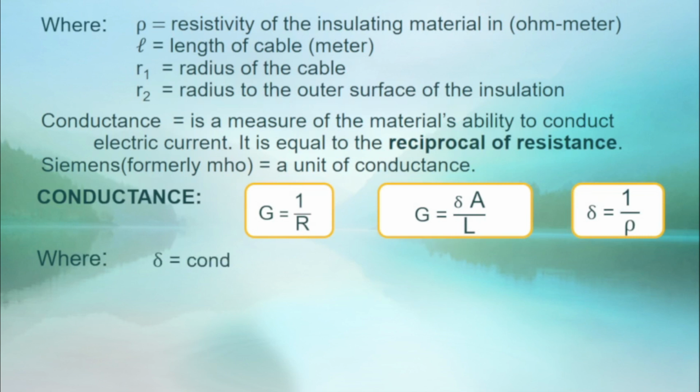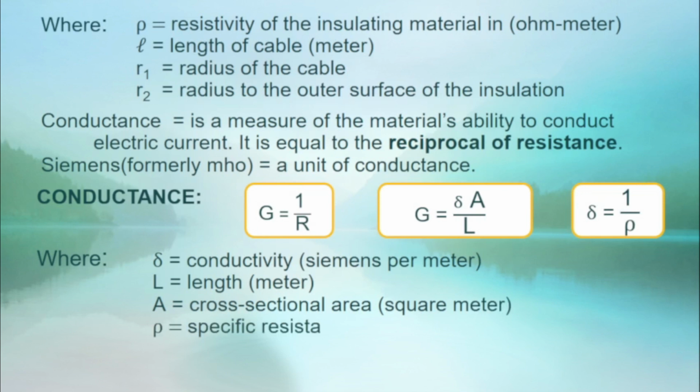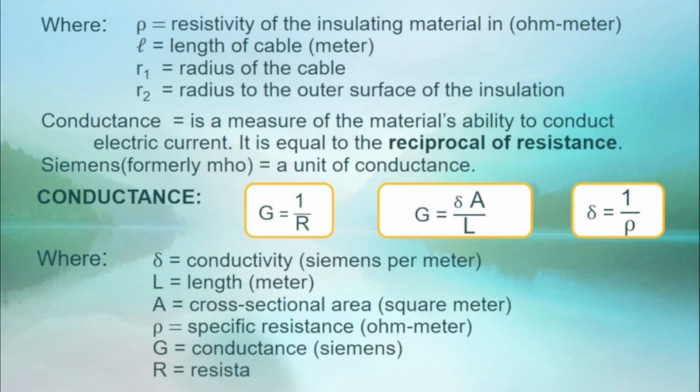Where sigma equals conductivity in Siemens per meter. L is length in meter. A is the cross-sectional area in square meter. Rho is the specific resistance in ohm meter. G is the conductance in Siemens. R is the resistance in ohm.